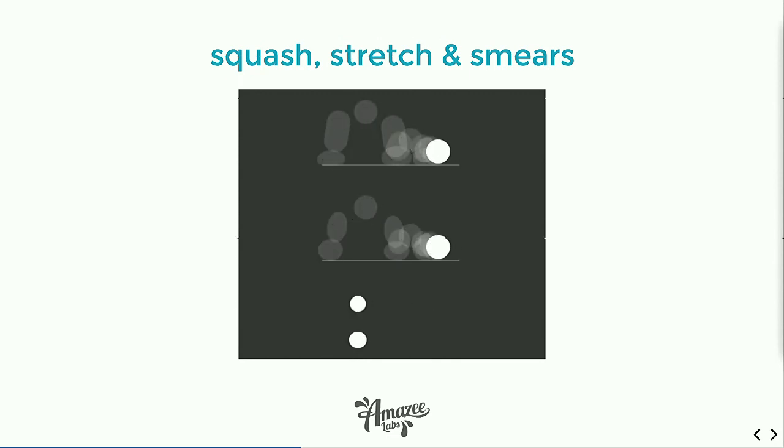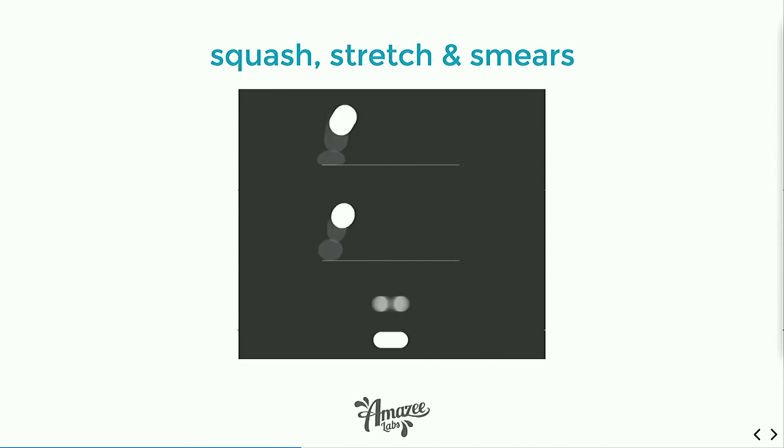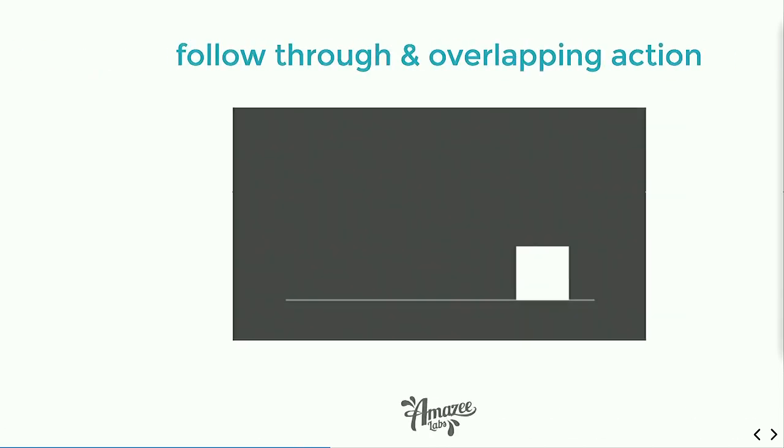This gives a sense of weight and flexibility. Objects change shape as they move, depending on the elasticity of what they're made of. When using this principle, it's important to maintain the volume of an object to make it look realistic. This can have the tendency to look childish, so it needs to be subtle and natural looking.